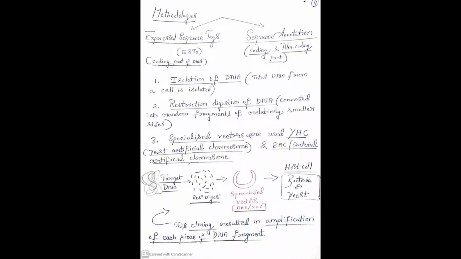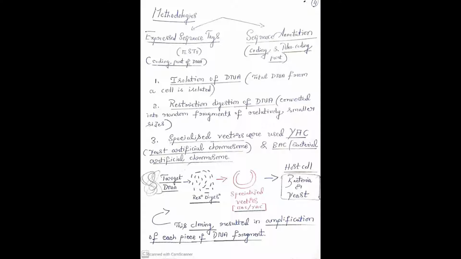In the last video, we learned two methods, that is, expressed sequence tags, which is the coding part of DNA, and sequence annotation, which includes both coding and non-coding parts of DNA. The methodology is very simple and we already know it. First, we need to isolate DNA, then do a restriction digestion, that is, cut it into fragments, and usually the fragments will be inserted into vectors and then inserted into a host cell.